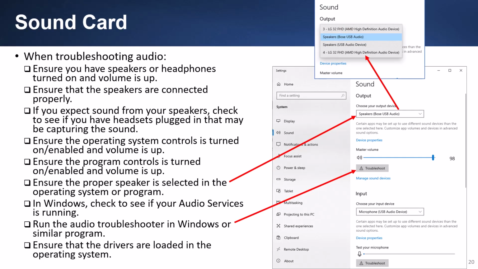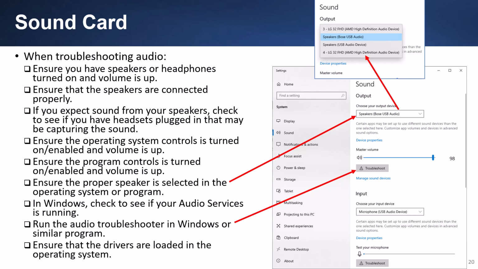When troubleshooting audio that does not have sound, you need to ensure that everything is on and the volume is turned up. Just to make things more complicated and sometimes frustrating, you need to check a few different places. If you have speakers or headphones, make sure they are turned on and the volume is up. Ensure that they are connected properly.